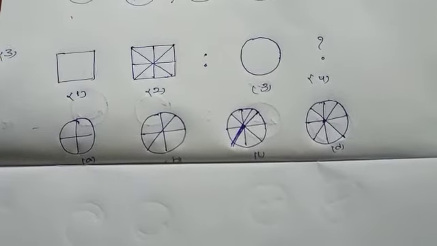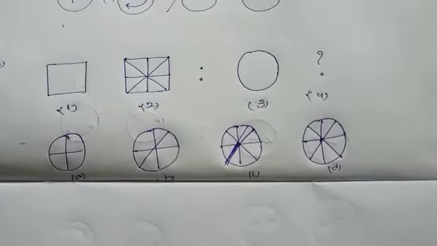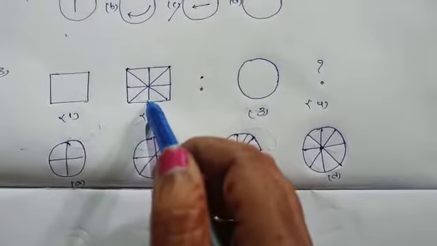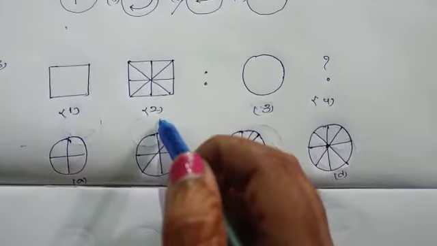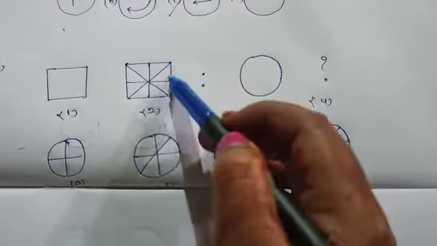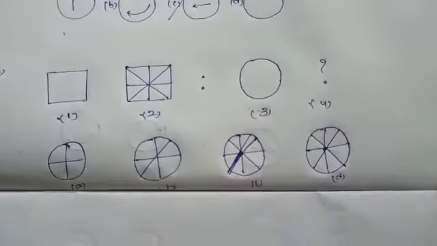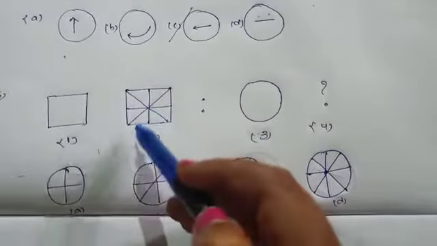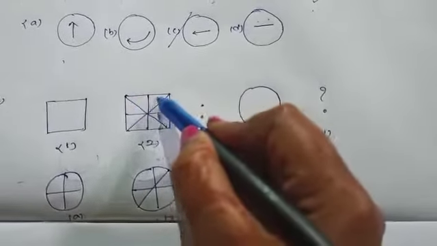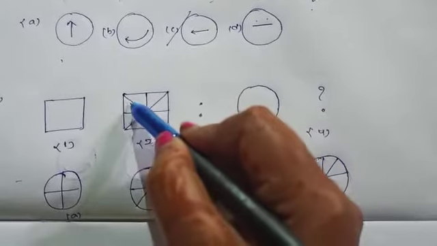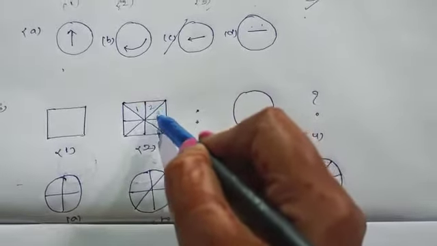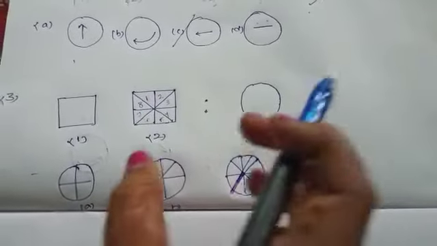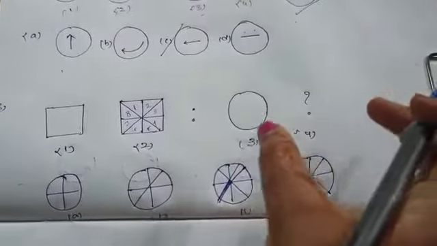Next, question number 3. In the analogy test, first find the relationship between the first and second figure. Here we have one square, and see the second figure: the square is divided into 1, 2, 3, 4, 5, 6, 7, 8 parts. So apply the same relation to the third and fourth figure.